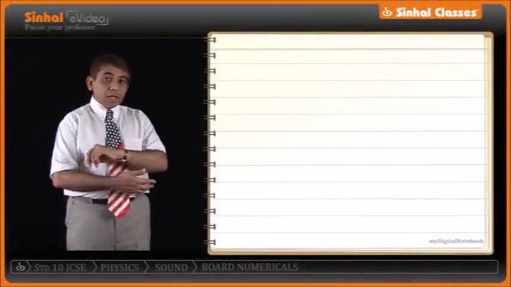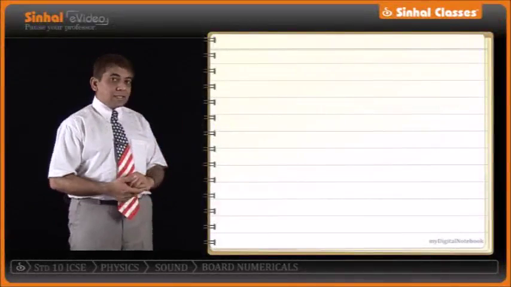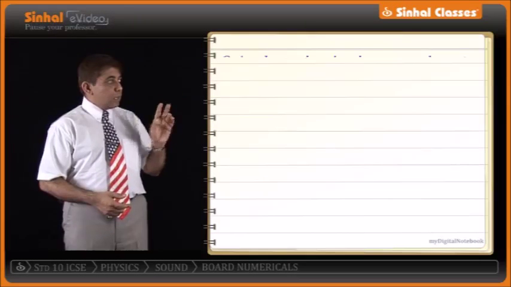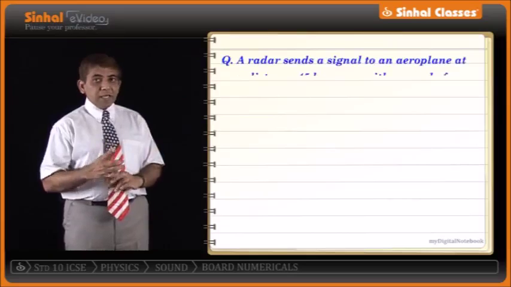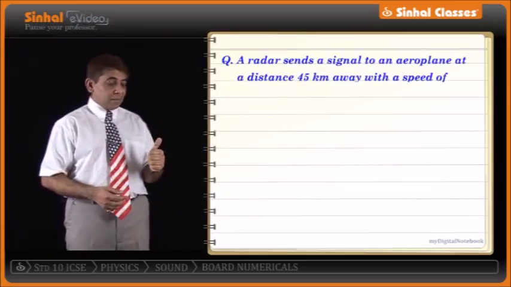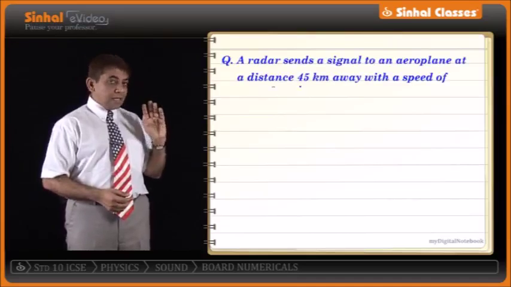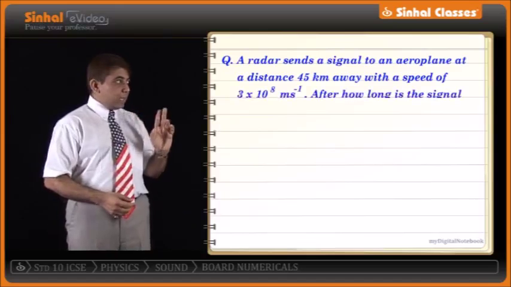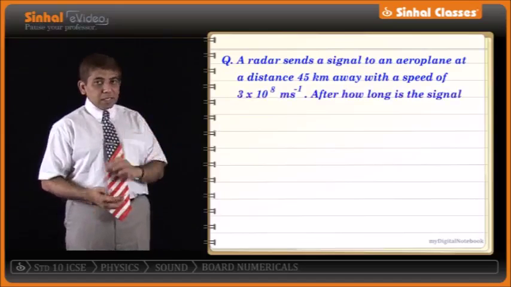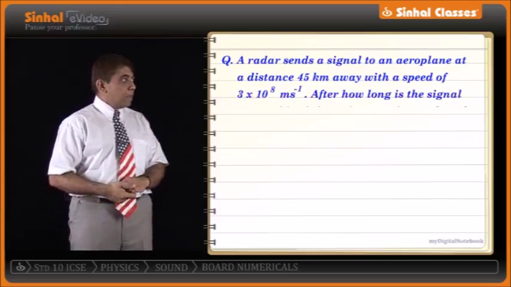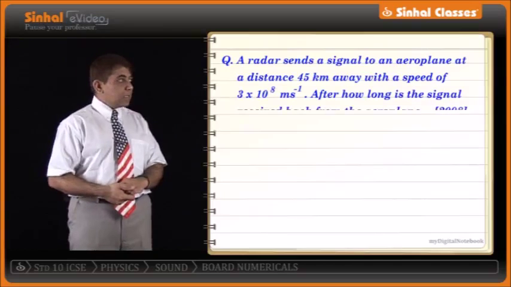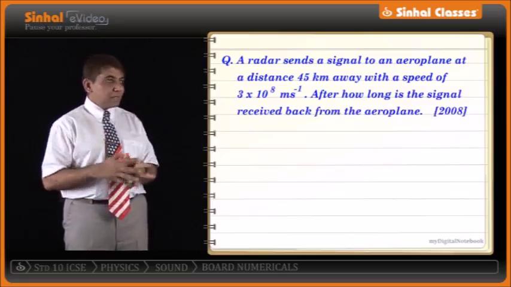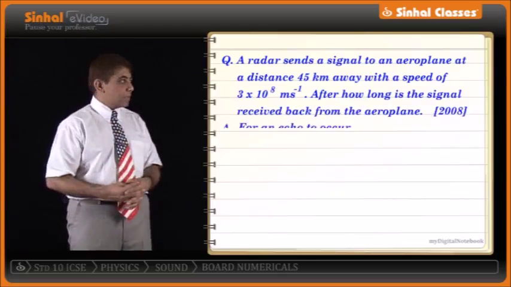How about the 2008 one? Again, in 2008 we had a similar one wherein a radar is sending a signal. A radar sends a signal to an aeroplane at a distance of 45 kilometers away. Now here the distance is given. So the radar is sending a signal, a wave, to an aeroplane that is 45 kilometers away with the speed of 3 into 10 to the power 8 meter per second. After how long is the signal received back from the aeroplane? Now they are asking for the time. So just a small twist and then the same question repeats.